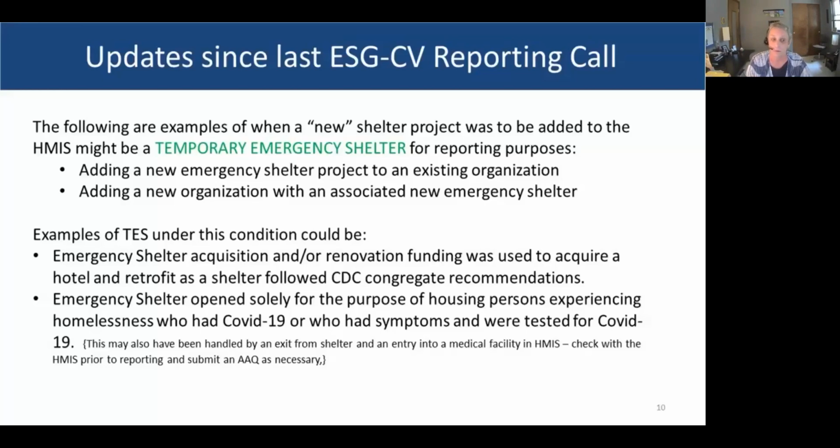Are the requirements any different for a day shelter versus an overnight shelter? You know, I haven't seen anything making different requirements for the two, so I would say no, not that I'm aware of.